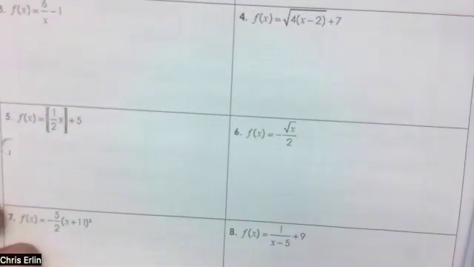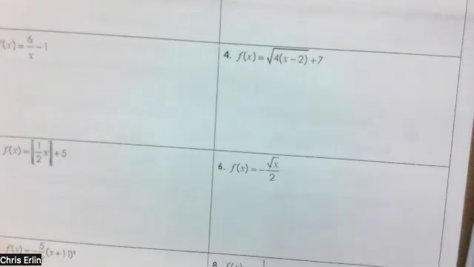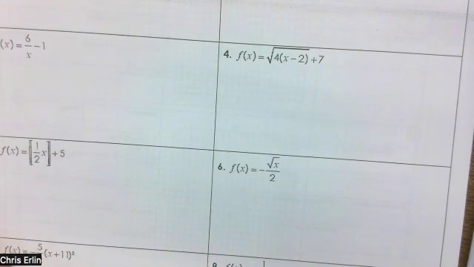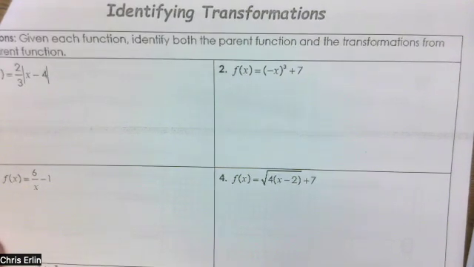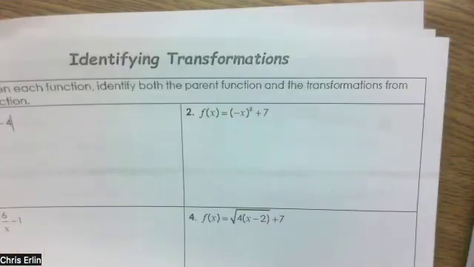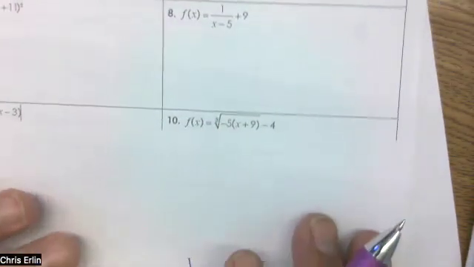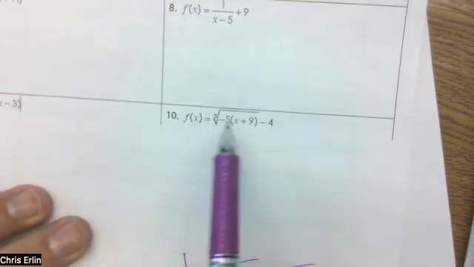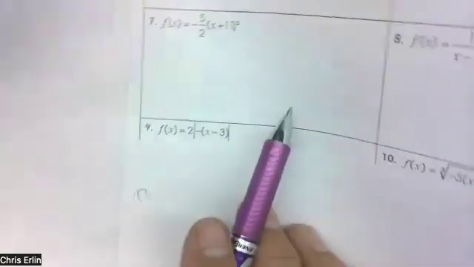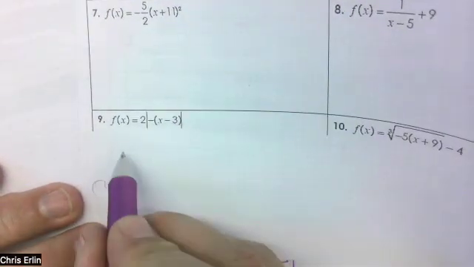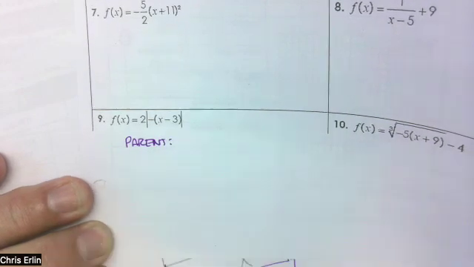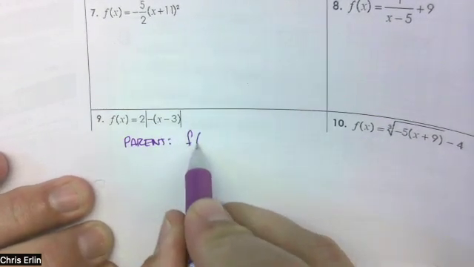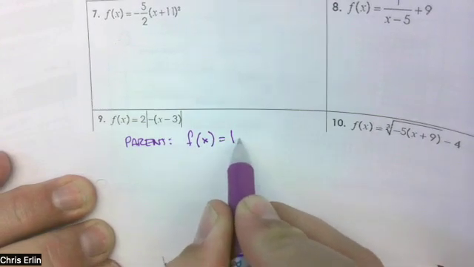Okay, please move forward 2 pages. If you flip 2 pages forward, you're going to get to identifying transformations. Let's just jump way down to this one. Nah, let's do number 9. First question. What's the parent function? Good. Absolute value of x.